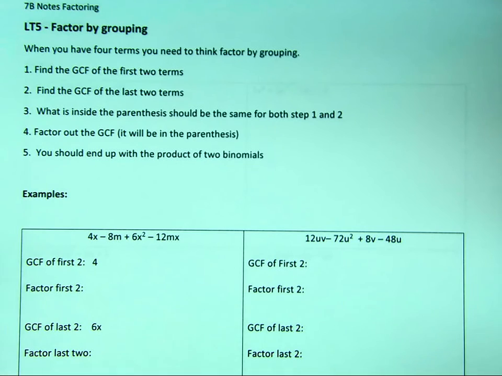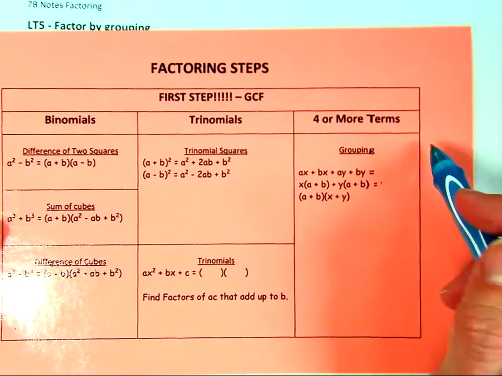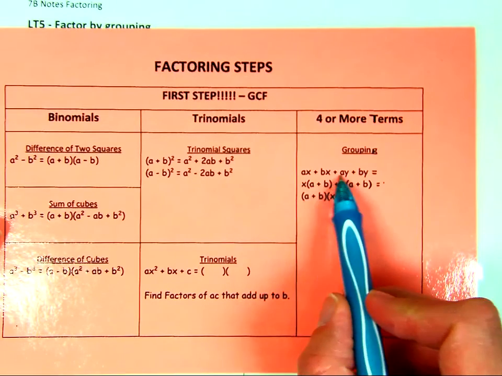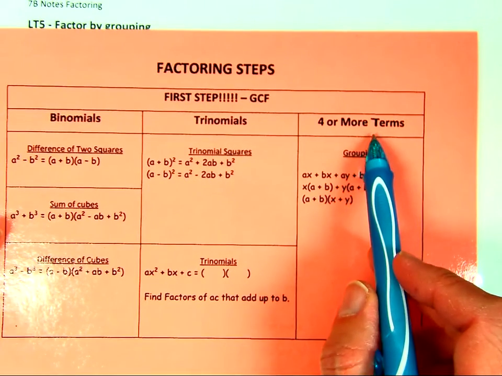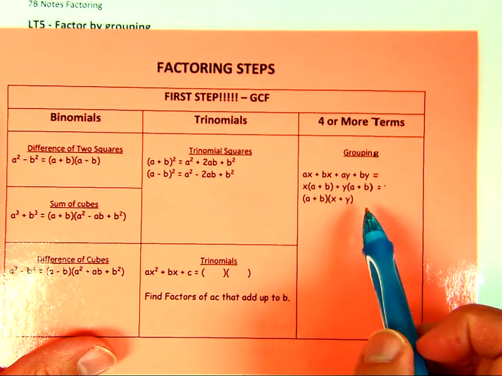So factoring by grouping is most often discovered which way you're going to use it because there are 4 terms. Sometimes there can be more, but at the beginning level of Algebra 1, there will only be 4 terms. So that's how you can tell.